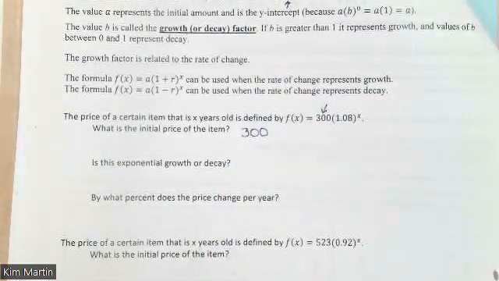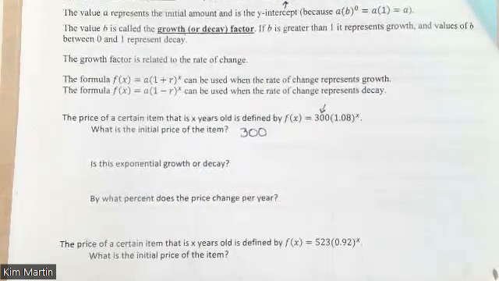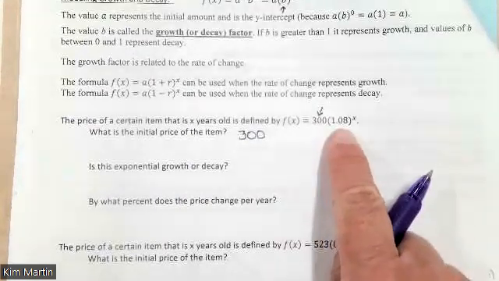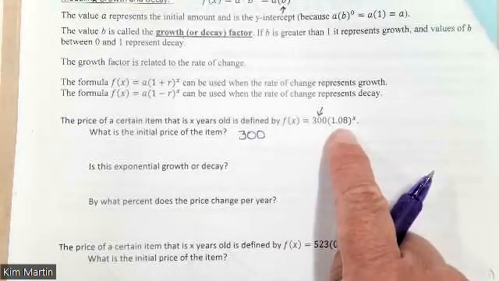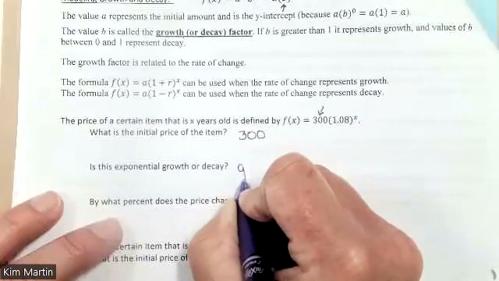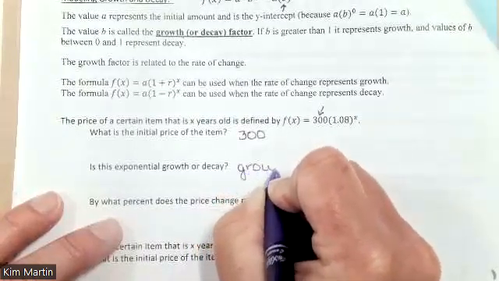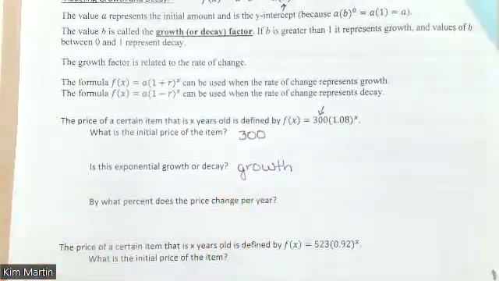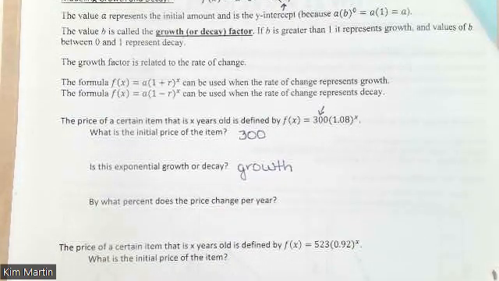Now, my question is, is this a growth or is it a decay? Well, you look at your B value, which is 1.08. If it is greater than 1, it's a growth. Okay. If it's between 0 and 1, it can't be 0 and it can't be 1. So if it's between 0 and 1, then it's a decay. In these problems, if it's greater than 1, it's a growth. If it's less than 1, it's a decay, because you're not going to see 1 or 0, either one.